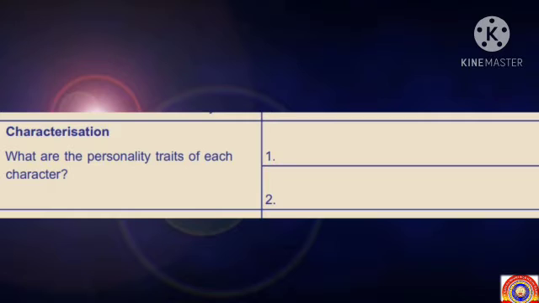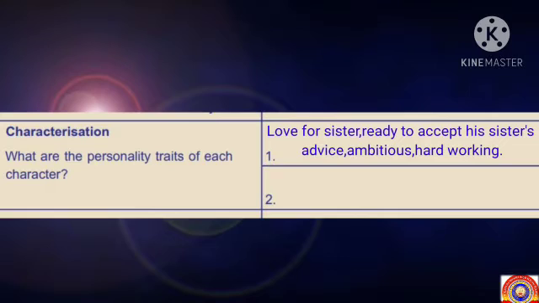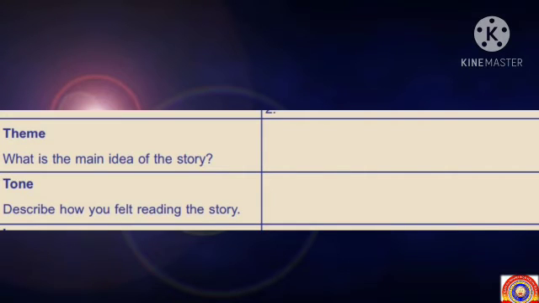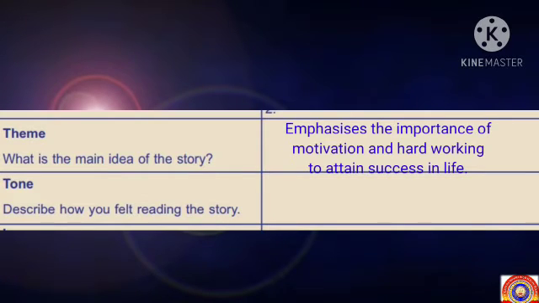Can you tell me? The characterization of the boy is love for sister, ready to accept his sister's advice, ambitious and hardworking. The characterization of the little girl is loving, mature, encouraging, thinks positively. Theme. What is the main idea of the story? Yes, very good. Emphasizes the importance of motivation and hard working to attain success in life.